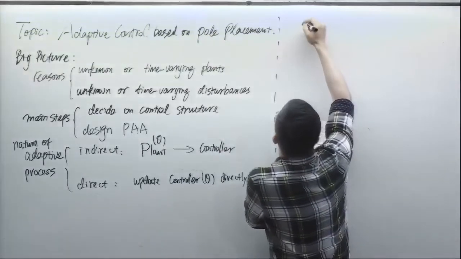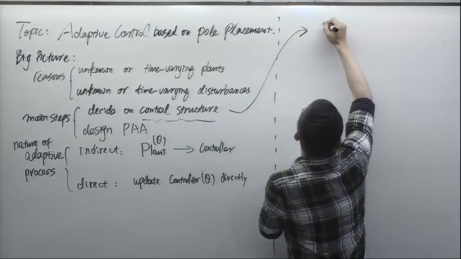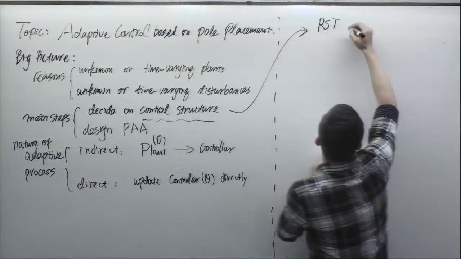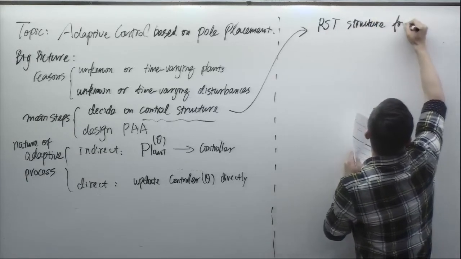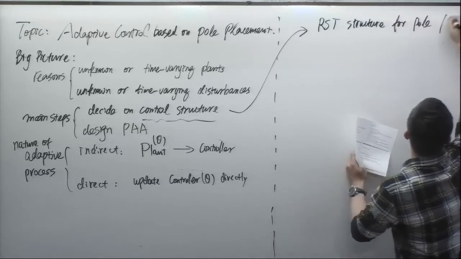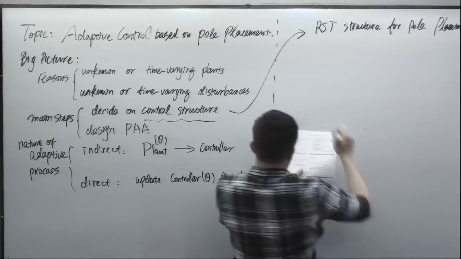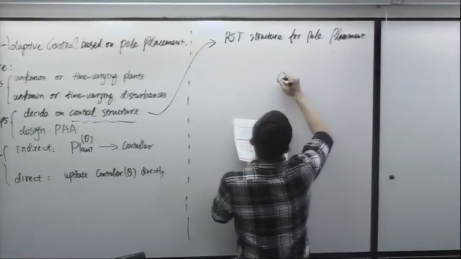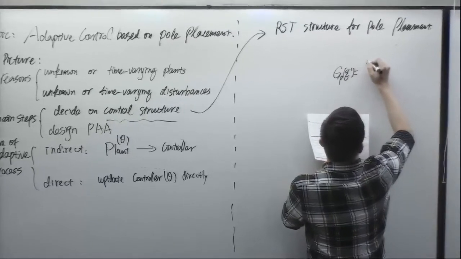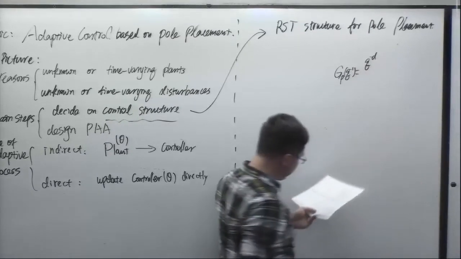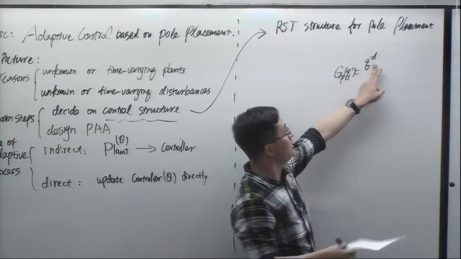So this is called the RST structure for pole placement. Suppose we have a plant that has a few steps of delays. This time we don't limit, D can be 1 or it can be more.